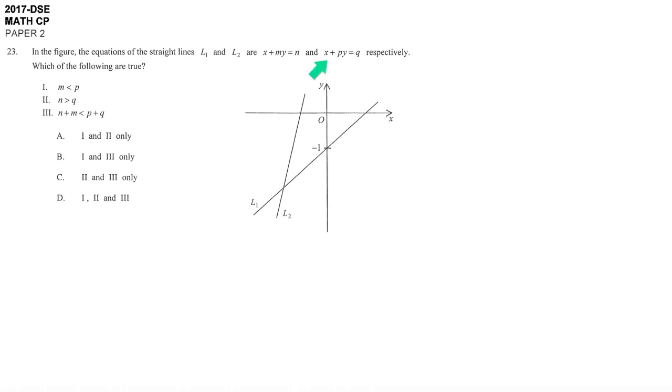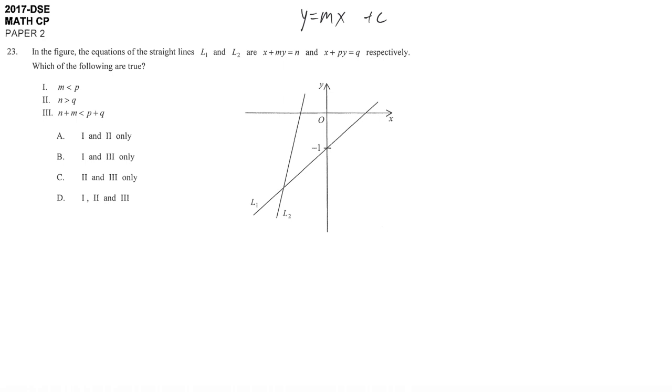A question about equation of straight line again, and then they tell you L1 and L2, and these are their corresponding formula. This format is not easy to read, so we try to change it to slope-intercept form. That means we change all of them to y equal to mx plus c, this format.